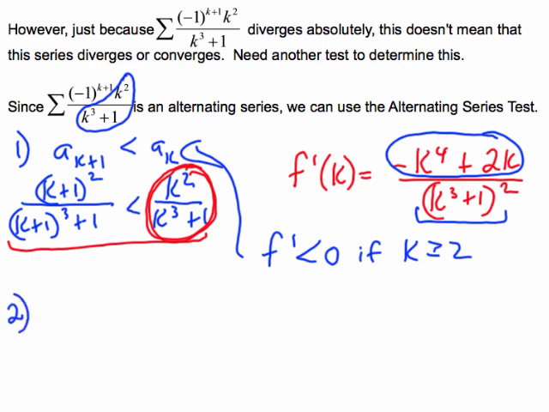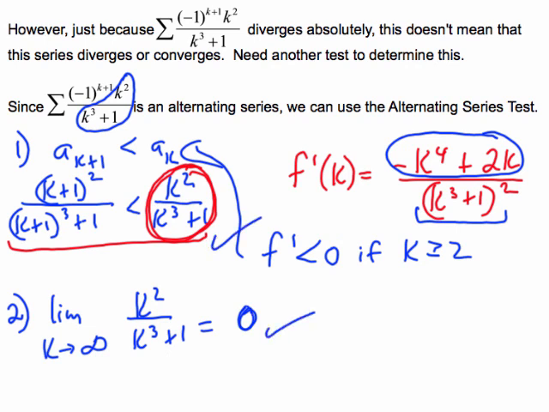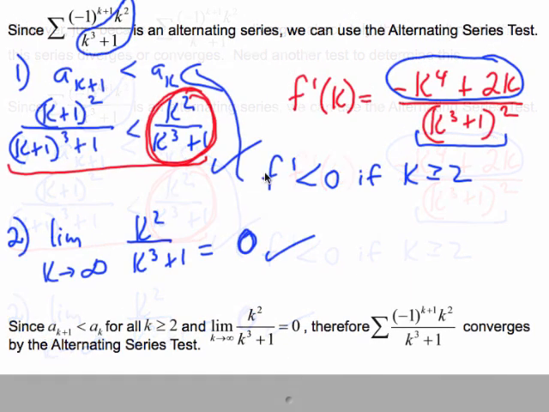The second part of the alternating series test I need to check is if the limit of the terms goes to 0. And that I can see is true. And so the two conditions of the alternating series test hold. Therefore, my original series converges. So putting this argument together nicely, I've shown that the terms are decreasing for k greater than or equal to 2, and I've shown the limit of the kth term approaches 0. Therefore, I know that the original series converges by the alternating series test.